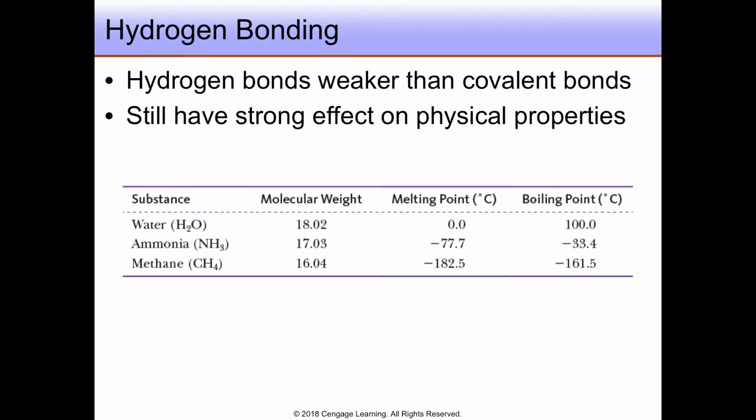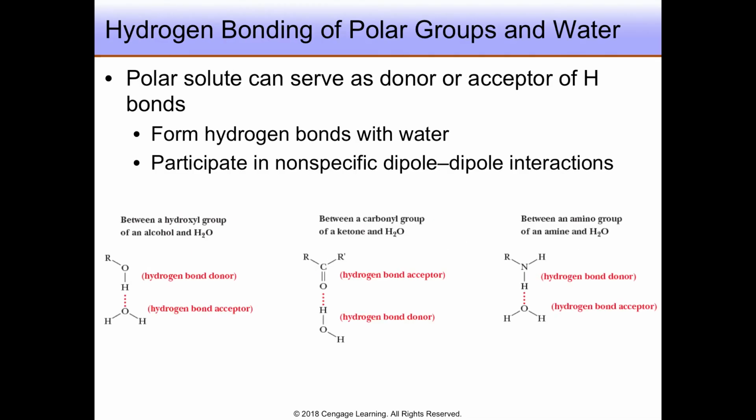Hydrogen bonds are relatively weak as compared to covalent bonds, on the order of only about 20 kilojoules per mole. Nevertheless, they confer on water an unusually high boiling point and melting point as compared to molecules of similar size like ammonia and methane. Again, we see water is most unique.